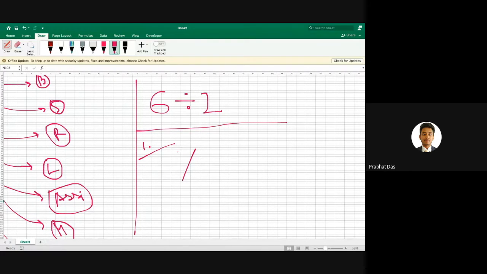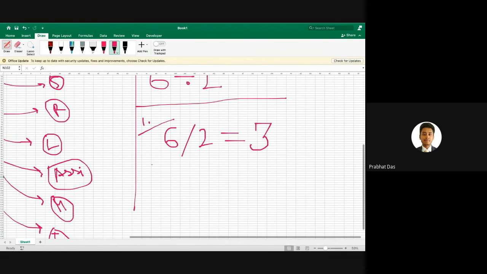If we use the forward slash and place the operands apart, in that case, let's say 6/2, here we'll get the output to be 3. That means we are getting the quotient. Okay, this is the first case. Please try to understand.